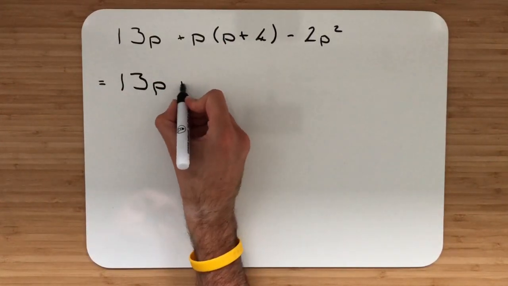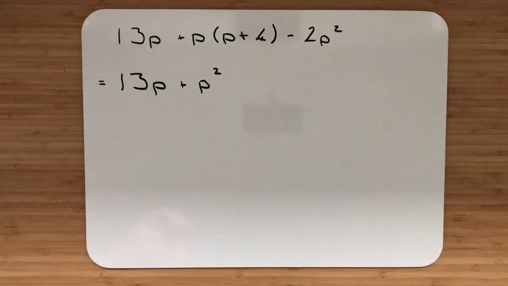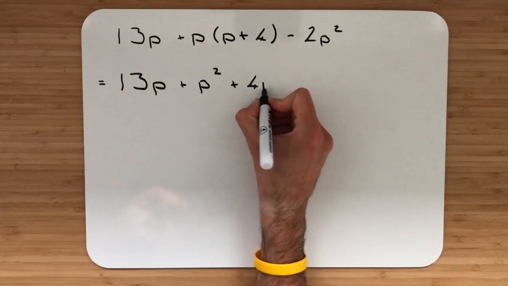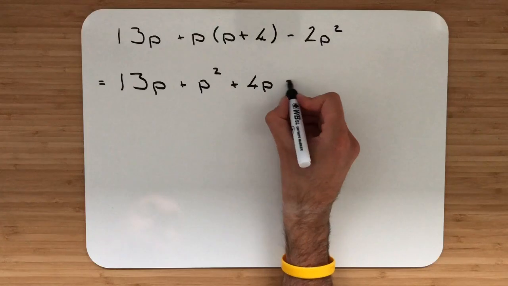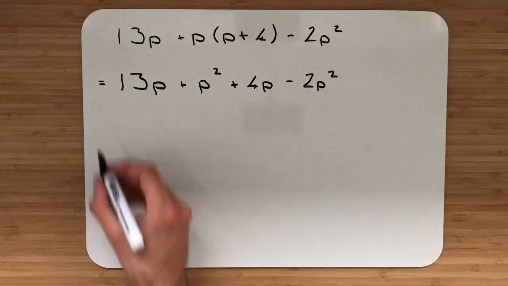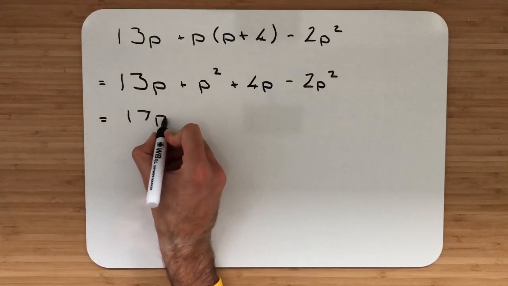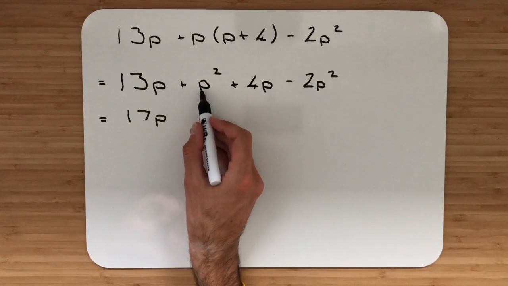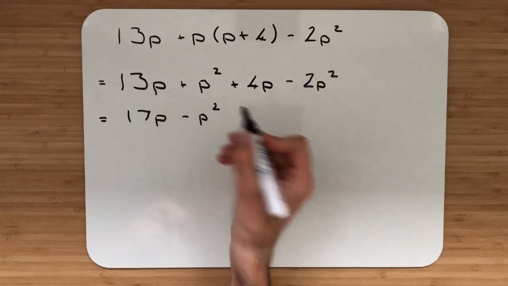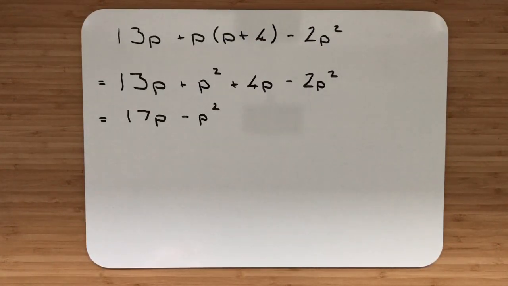Expanding this bracket, p multiplied by p squared. P multiplied by 4 is 4p. And then I subtract my 2p squared. Let's tidy everything up. 13p add 4p, well that gives me 17p. Positive p squared subtract 2p squared gives me negative 1p squared. These can't be simplified any further, and so that is your final answer.